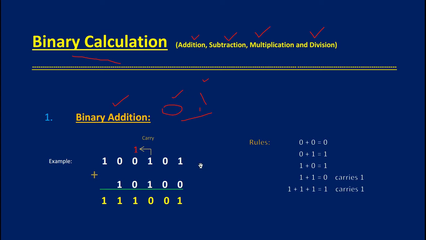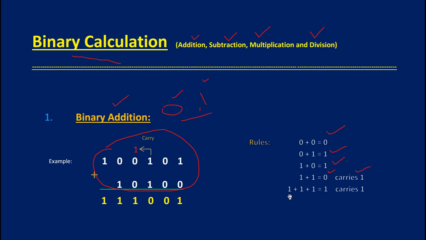So here, if we take an example like 100101, and we have to get the sum with 10100, what are the rules to do binary additions? The first rule: if we do 0 plus 0, the answer will be 0. When we do 0 plus 1, the answer will be 1. When we do 1 plus 0, the answer again will be 1. If we do 1 plus 1, then the answer will be 0 and it will have a carry of 1.